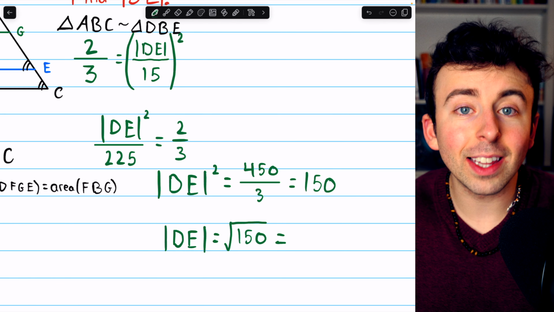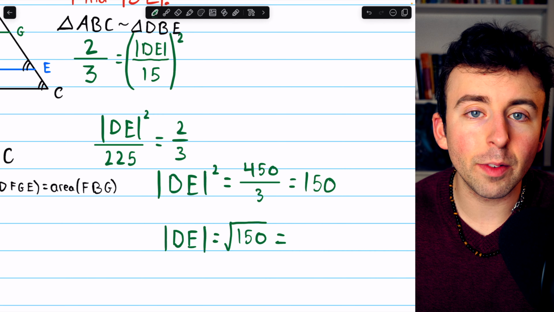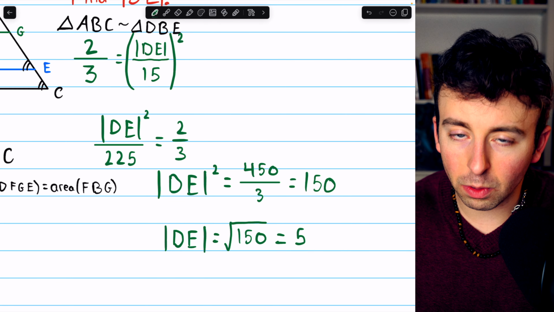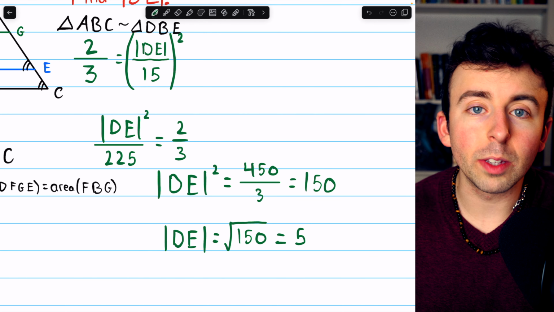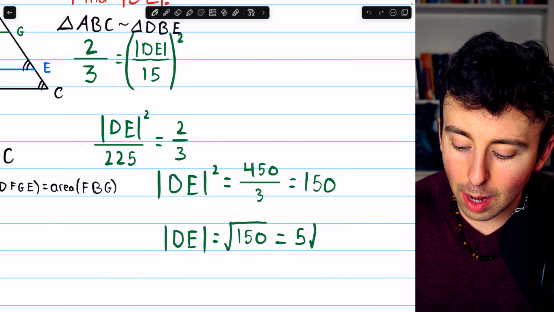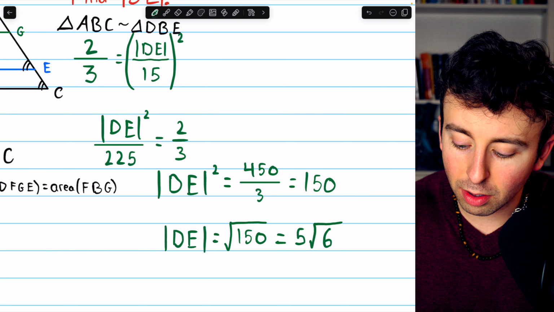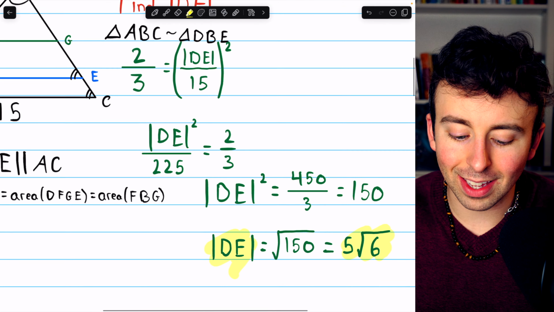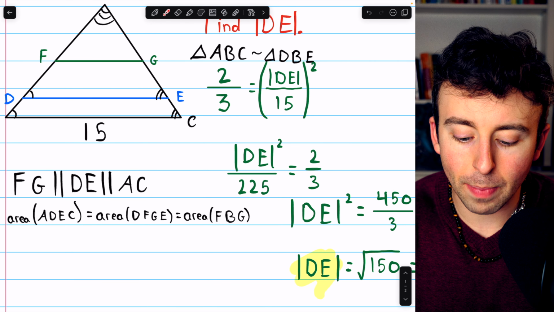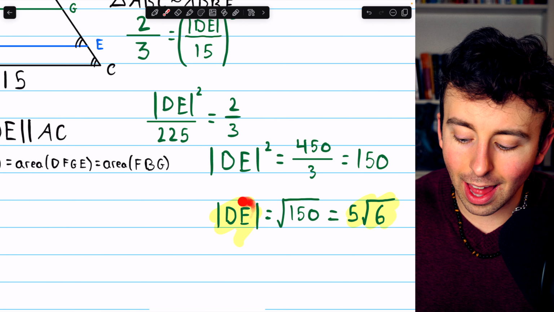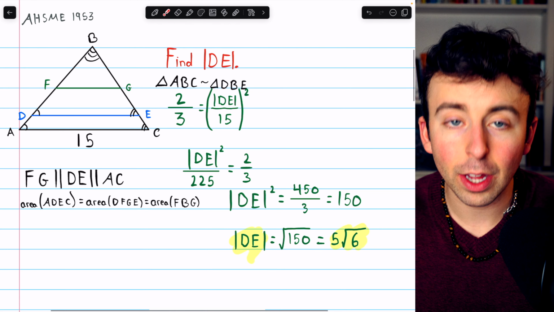Clearly, we can simplify this square root because 25 goes into 150. So let's take 25 out of the square root. The square root of 25 is 5. 25 goes into 150 6 times. So we have 5 times the square root of 6. And that is our final answer. The length of this line closer to the base of the triangle, the big triangle, that line must have a length of 5√6.